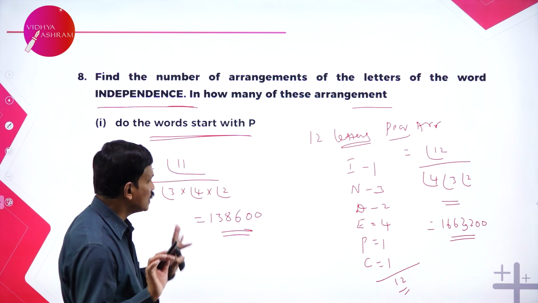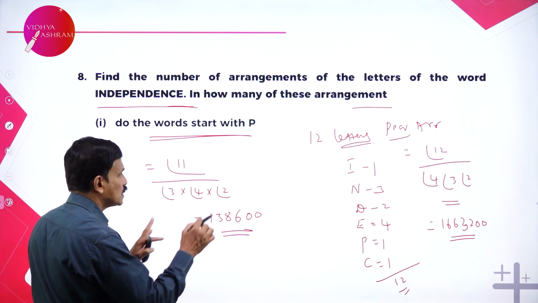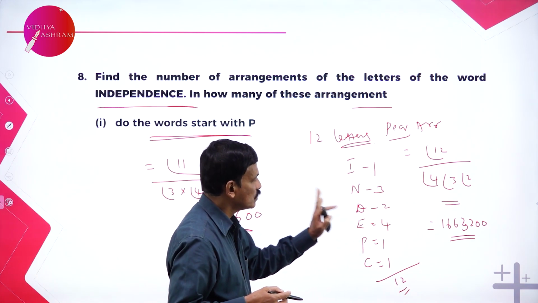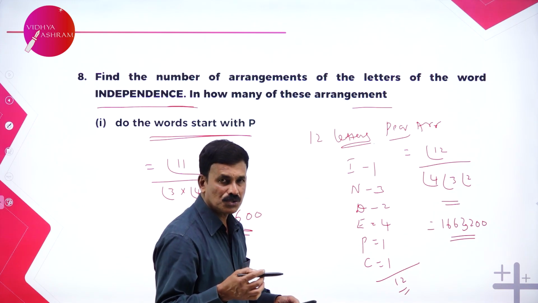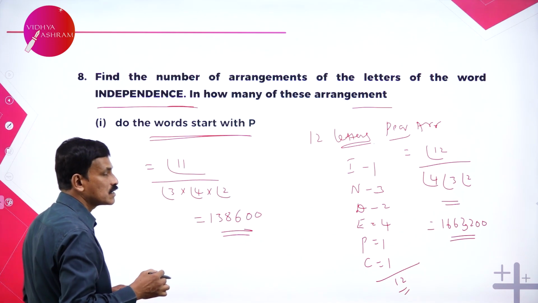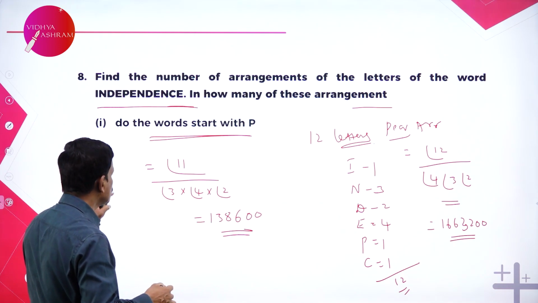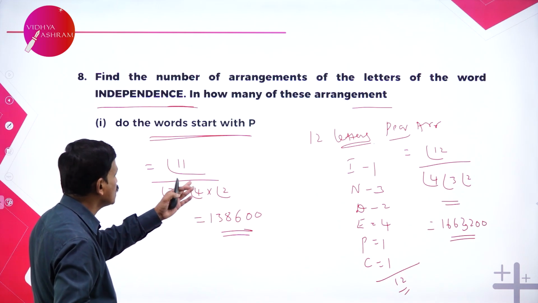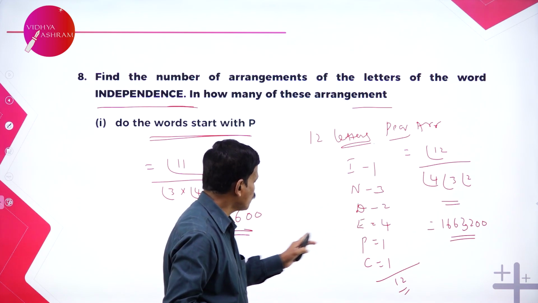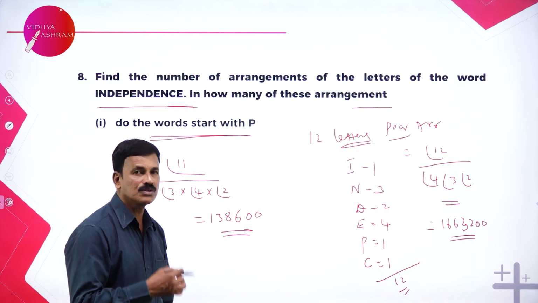So there is only one condition given, that is find the number of arrangement of the letters of the word independence. That is, the number of arrangement is equal to 12 factorial divided by 4 factorial into 3 factorial into 2 factorial, that is 1663200. Since first condition is given, in how many of these arrangement do the words start with P? Now let us fix the first letter P in the left extreme position. Then the number of arrangement can be done in 12 minus 1 is 11 factorial divided by the remaining 3 factorial into 2 factorial into 4 factorial, that can be done in 138,600. This is how we are going to solve this problem.